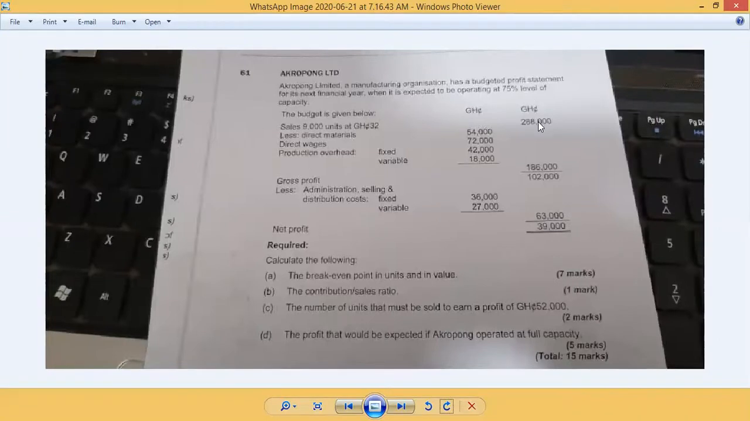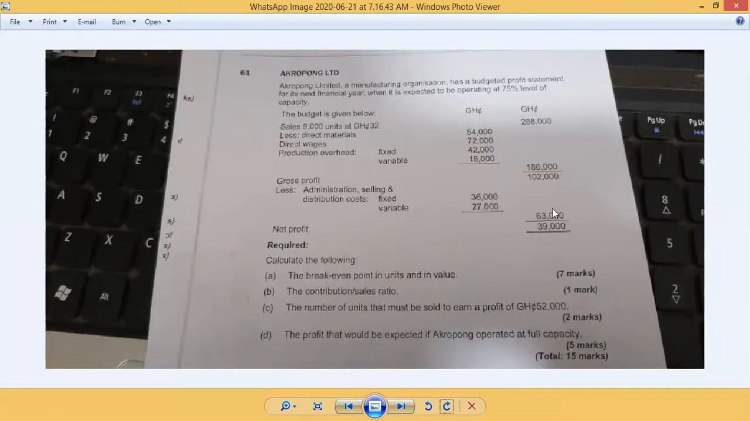Then sales is 288,000. Okay, that's fine. Less direct material, 54. Direct wages, that's labor, 72. Production overhead: fixed, variable 18,000, total 186,000. Gross profit 102. Less administrative and selling, fixed and variable, 36.27. So therefore, the net profit is this. Full stop.